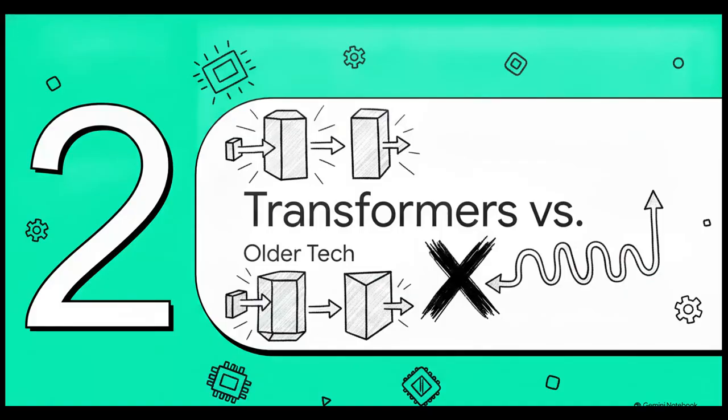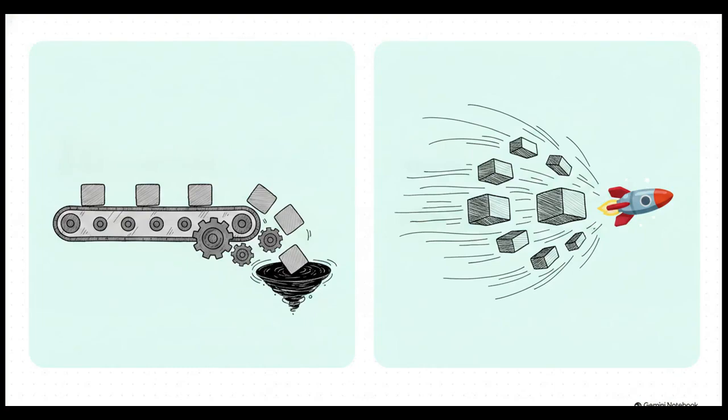Section 2, transformers versus older tech. So we know how the model focuses, but why did this specific setup completely take over the industry? Before 2017, the absolute gold standard in AI was something called recurrent neural networks, or RNNs. But RNNs have a major flaw.